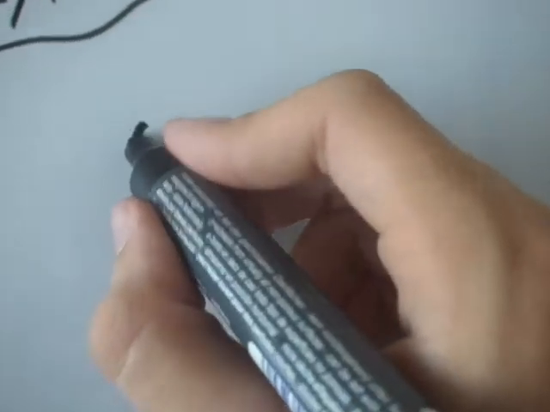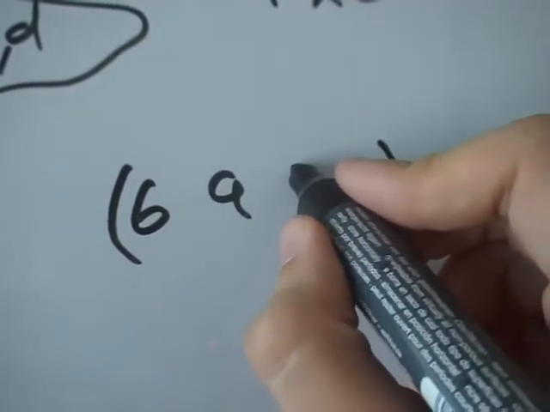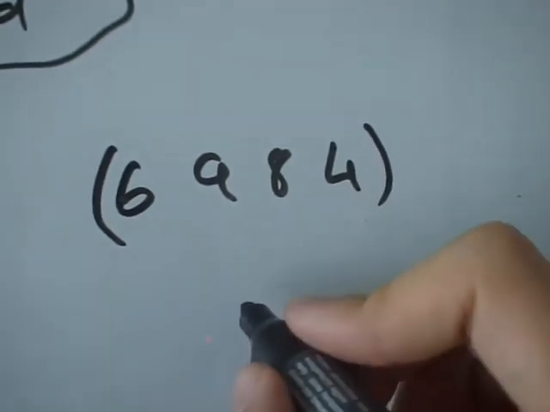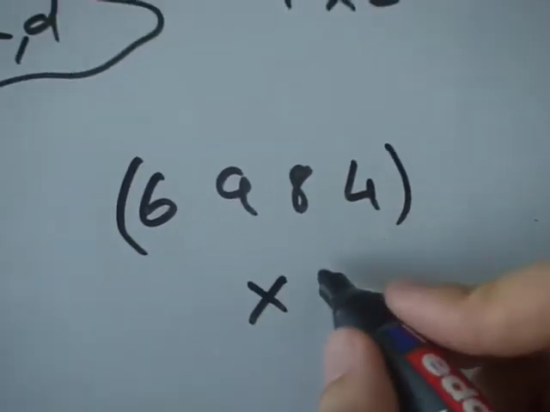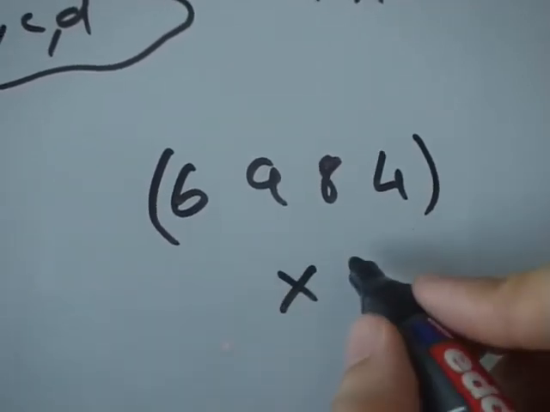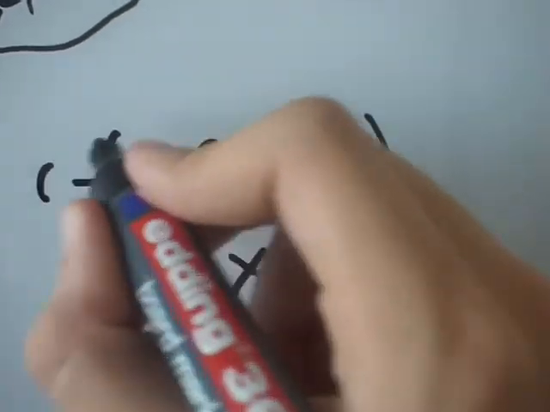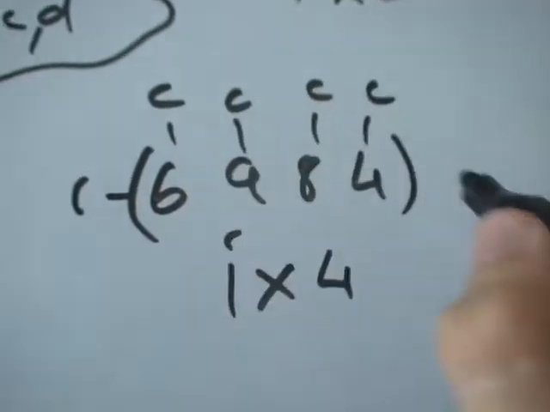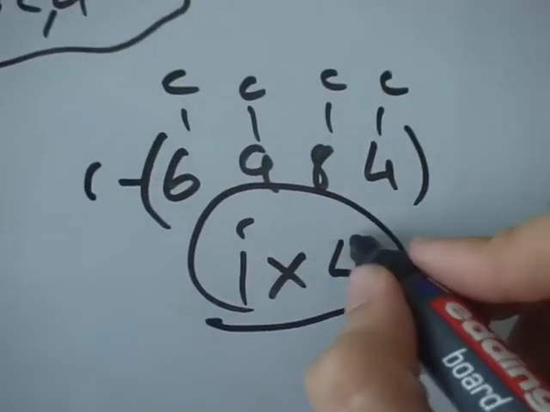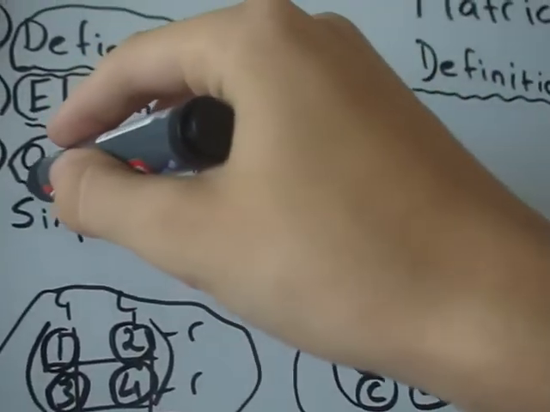Let's do one more example. Good. What would this one be? How many columns, how many rows? You have 1 row, 1 horizontal, and 4 vertical. Very simple. Okay, now that's really simple.